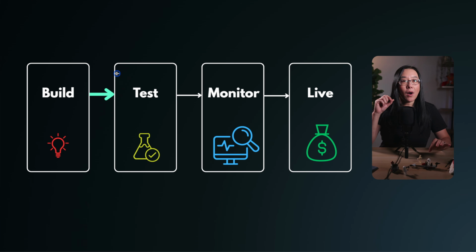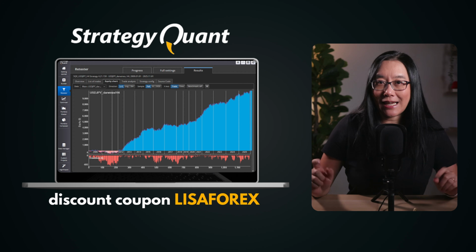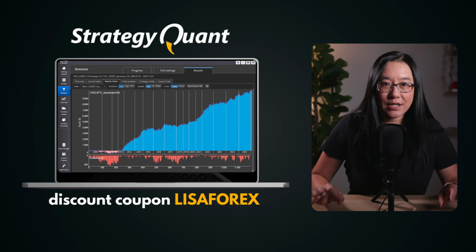But before I can show you step 2, we got to start at step 1, the build step, because we need a trading strategy. But building a trading strategy from scratch is a really complicated process. And there are so many moving parts to it that if I was to try to create a lot of strategies manually, it would take me a very, very long time. So what I do is I cheat. I use a software called Strategy Quant to create these strategies for me.